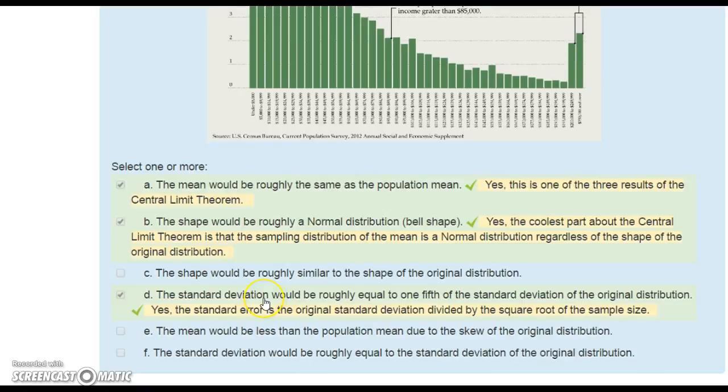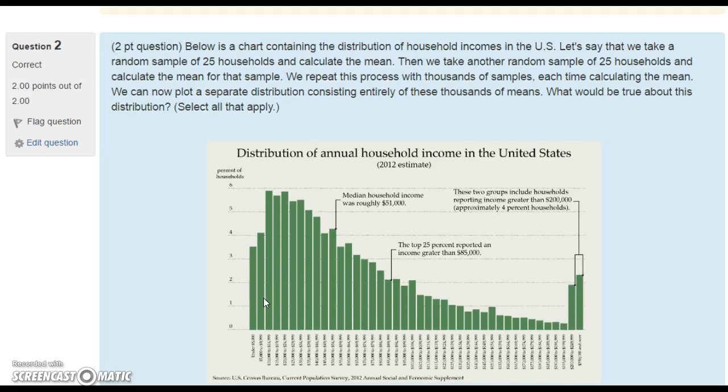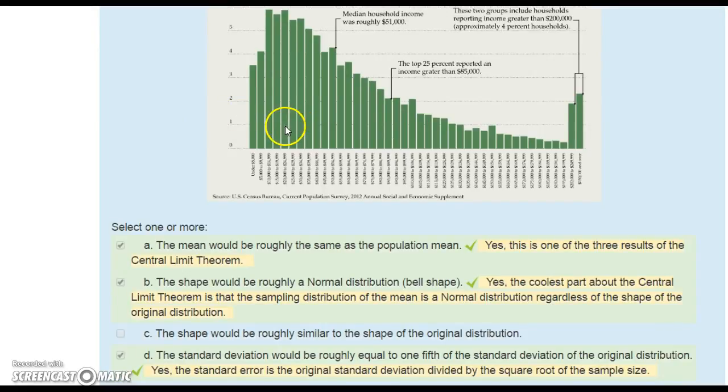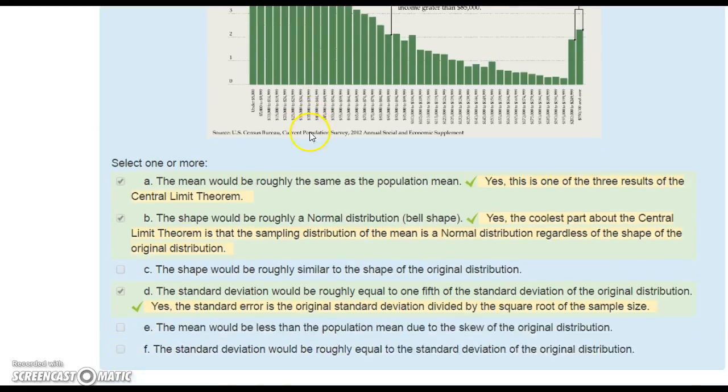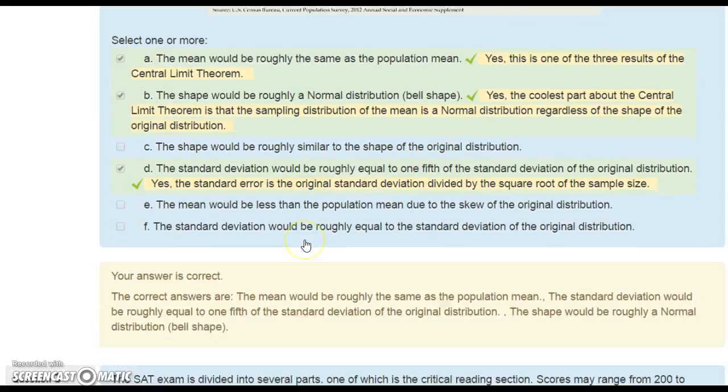The standard deviation does have a correction factor. Remember that you have to divide by the square root of n, the square root of the sample size. Here we're doing samples of size 25. Square root of 25 is 5. So the standard deviation of that distribution of sample means, that new distribution we create, will be much smaller. In fact, it'll be 1/5, 1 over the square root of 25.